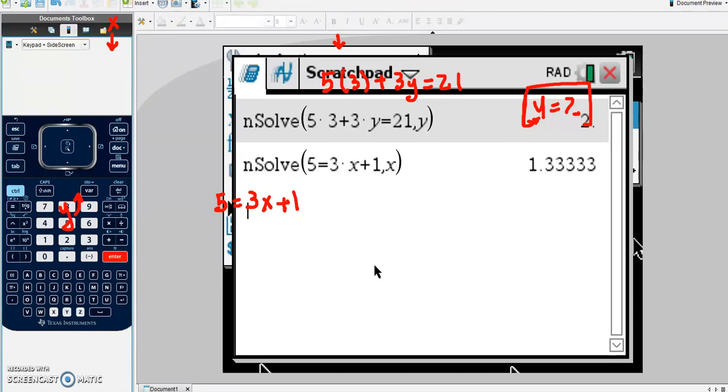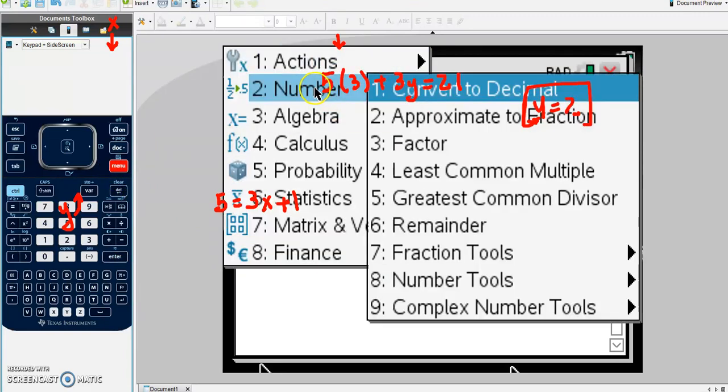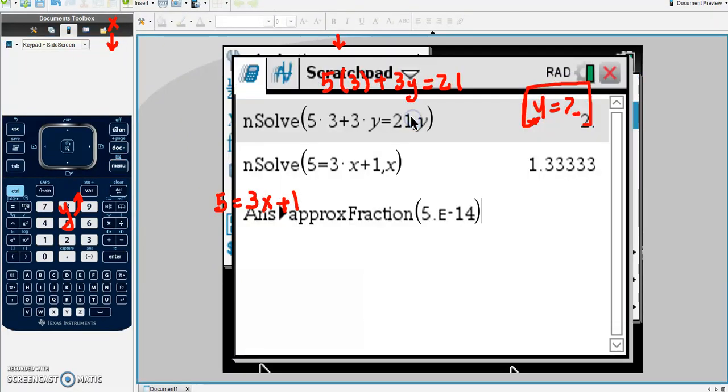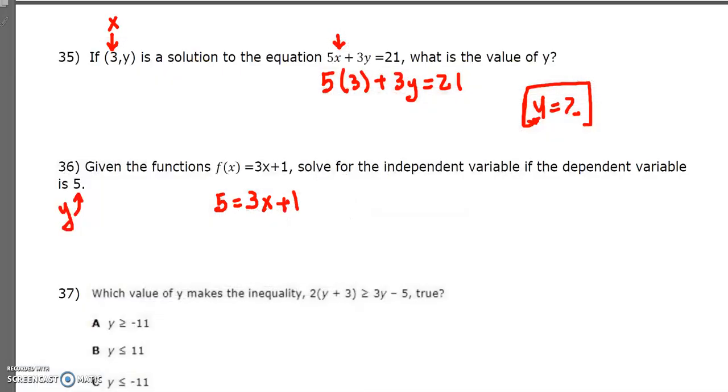And my answer is 1.333 repeating 3. Okay, so do you remember how we changed this? I can go to menu, and then number 2 is numbers. So I want numbers, and then I'm going to go to approximate to a fraction. And then it comes up with this weird 5e negative whatever. Okay, so then just hit enter, and it changes it to a fraction for me. So it's going to be 4 over 3 would be the final answer for that. So I would be writing x equals 4 over 3. And there would be my answer.